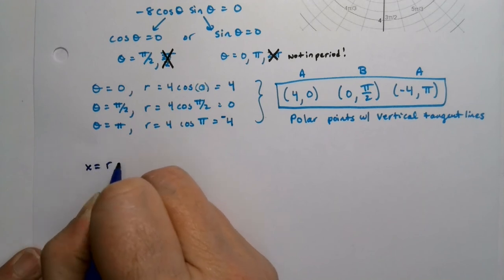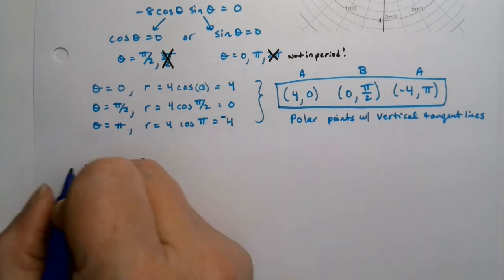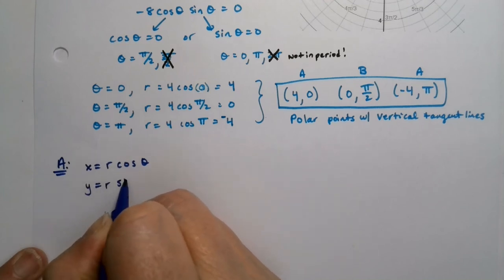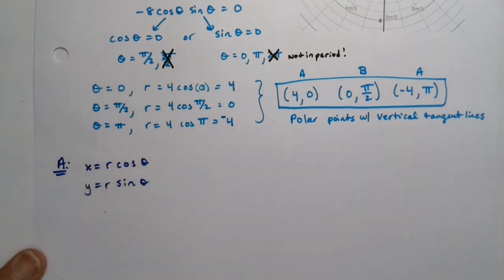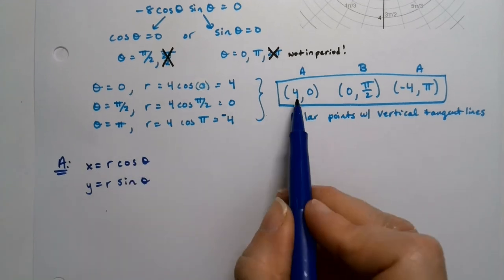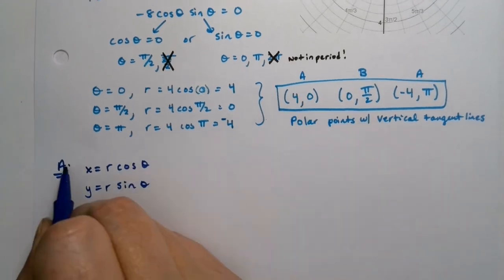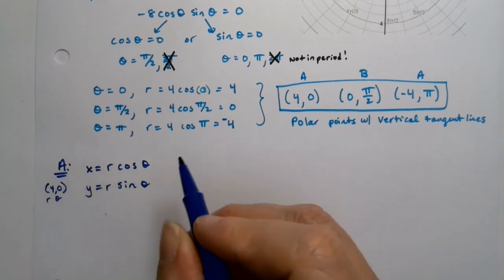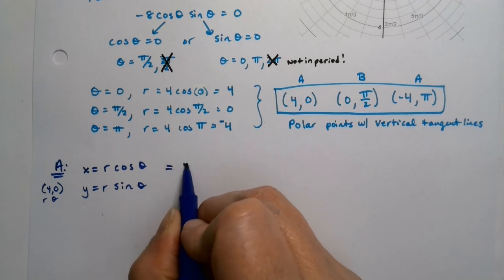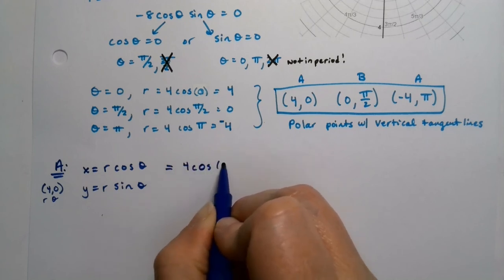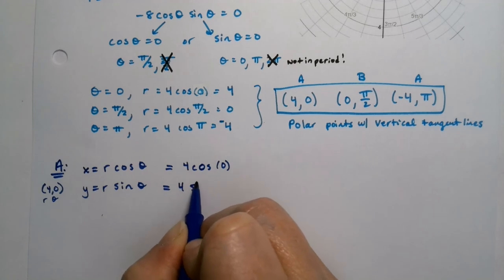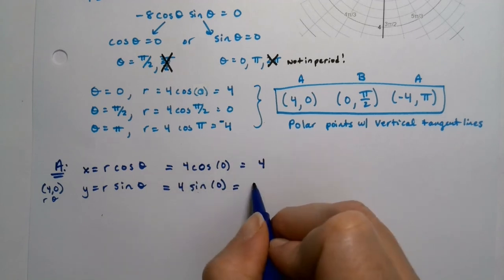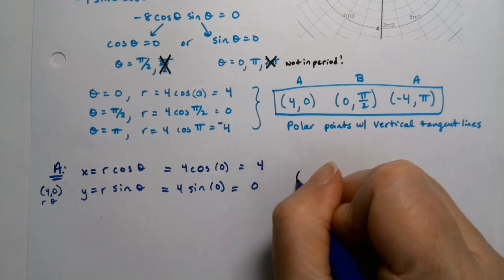So x is equal to r cosine of theta, right? So for point A, let's look at point A. If x is equal to r cosine theta, y equals r sine of theta. Well, my r is 4 for point A. I'm looking at 4 comma 0 for r and theta. Then it would be x is equal to 4 cosine of 0. y is equal to 4 sine of 0. The cosine of 0 is 1, so that's 4. The sine of 0 is 0. So this actually is the same point in xy coordinates.